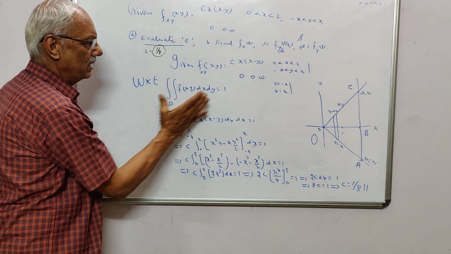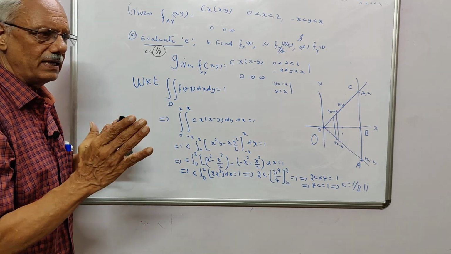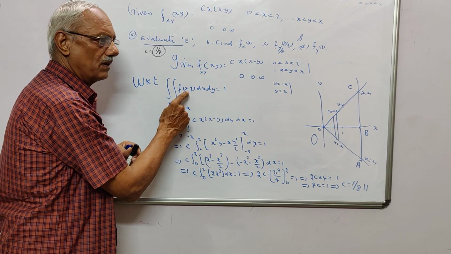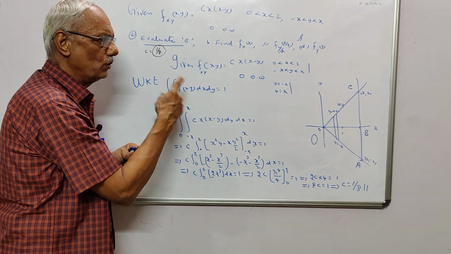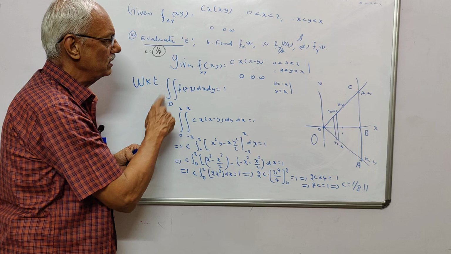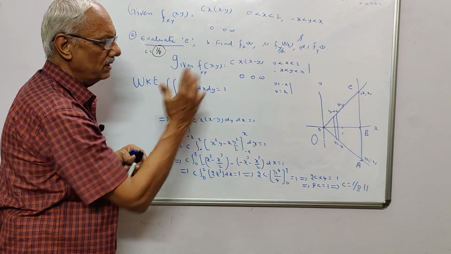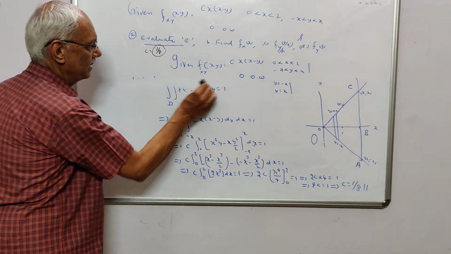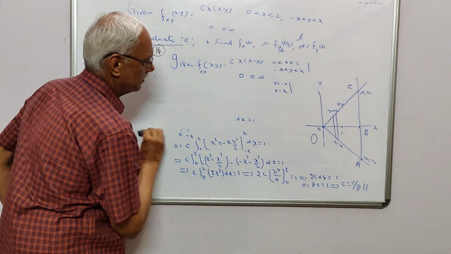So understand that the basic idea is that the double integral of the probability density function over the domain in which we are concerned must be equal to 1. So you get the answers. Okay, now let us move on to the next one. See what is the next one here.